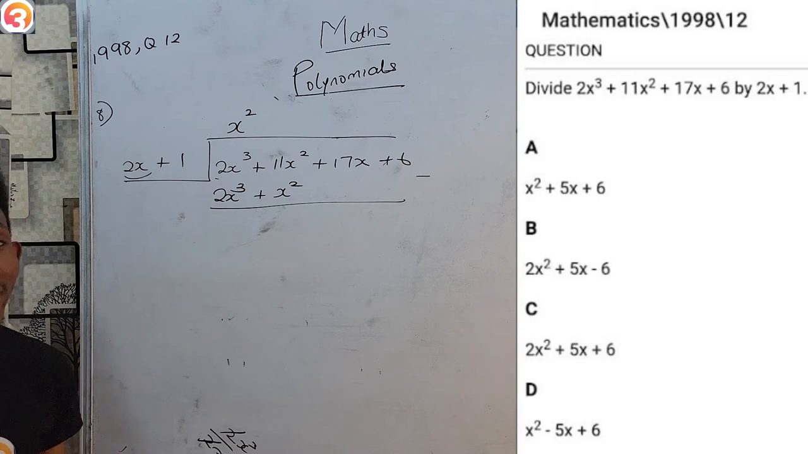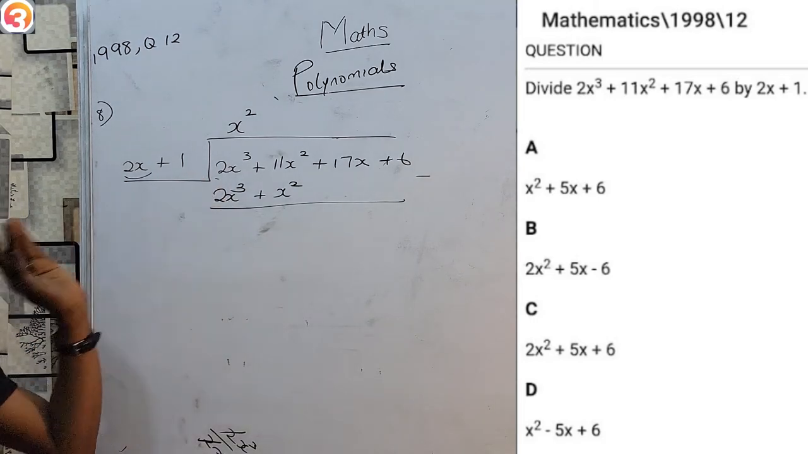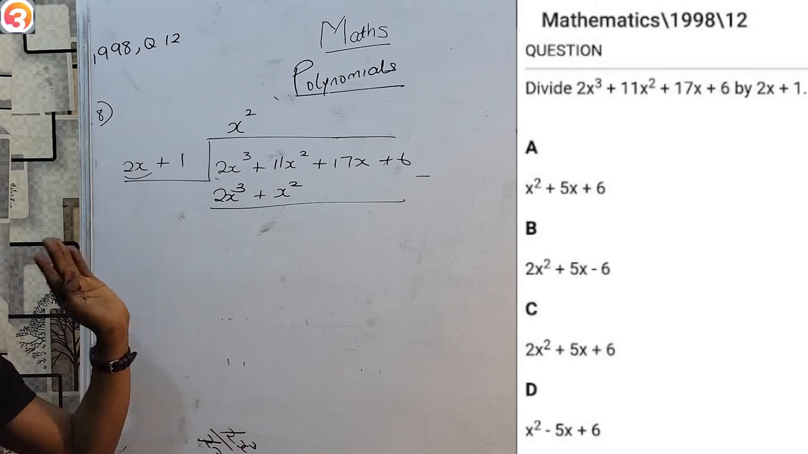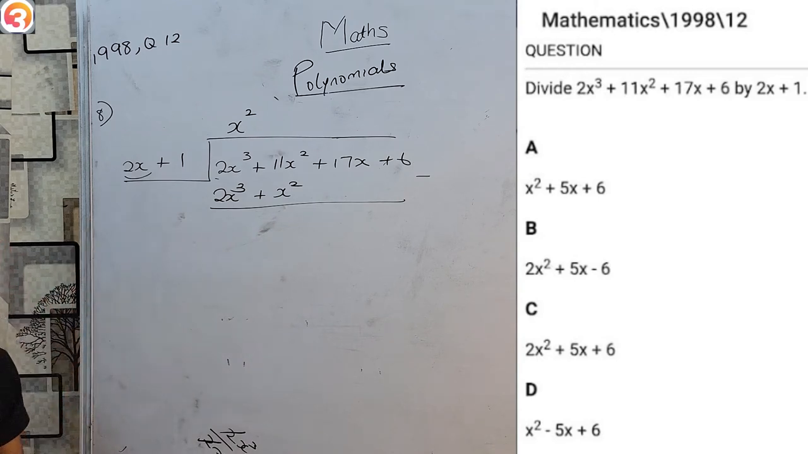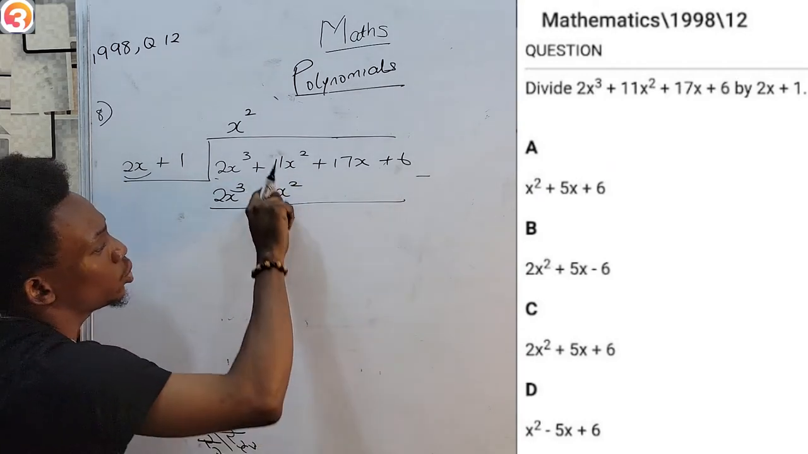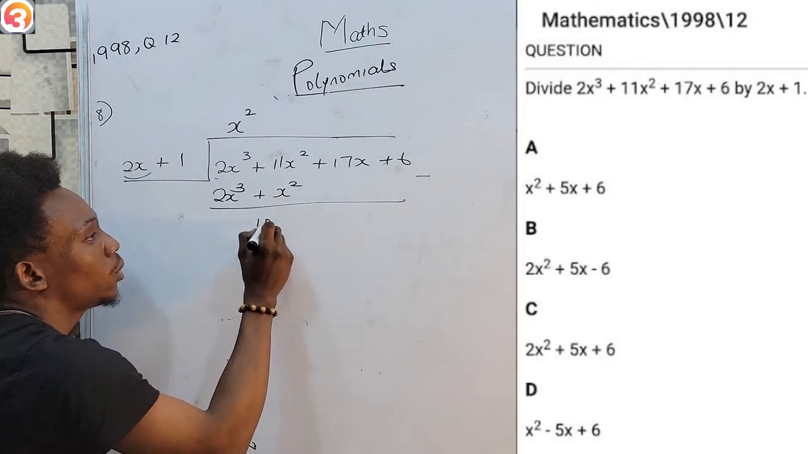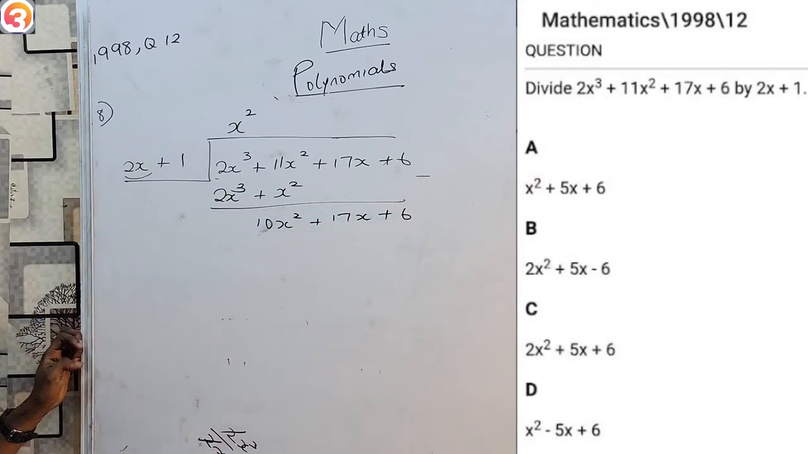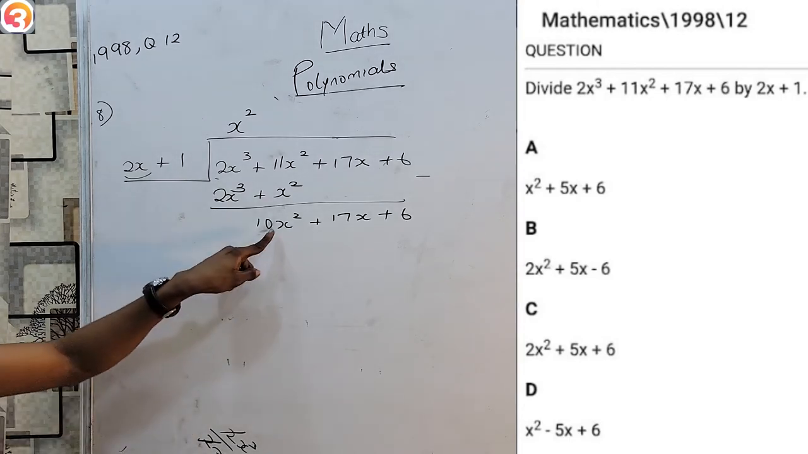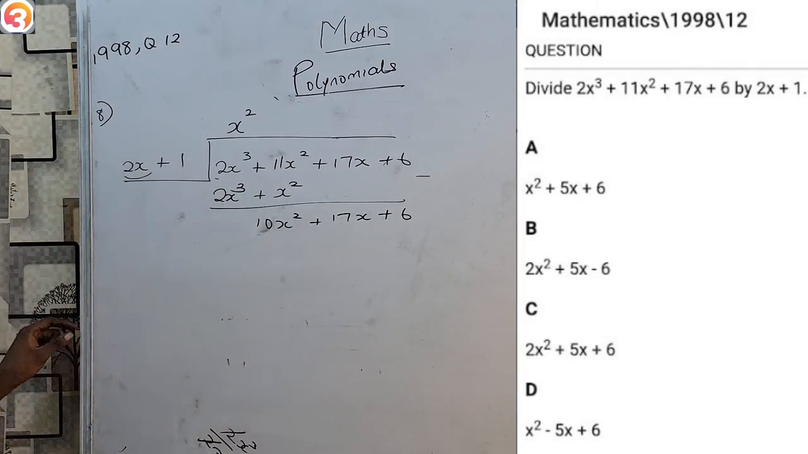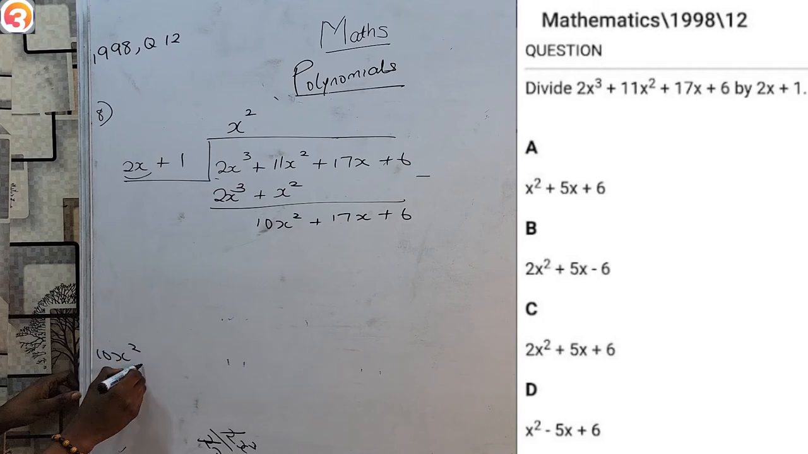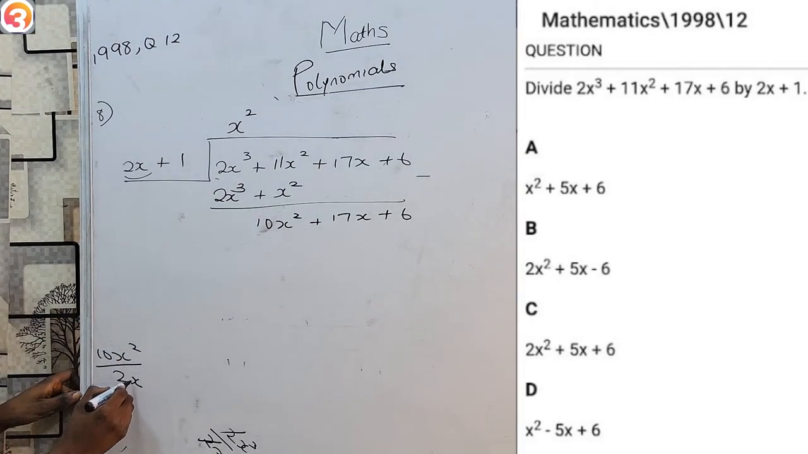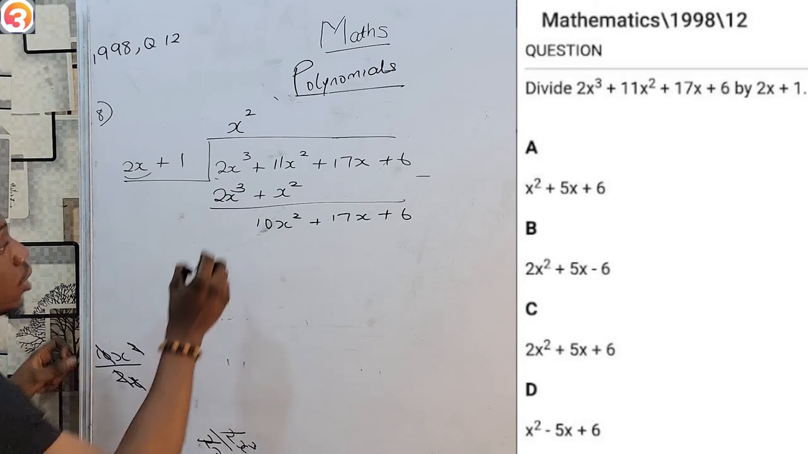Once you divide and you subtract, the first thing, or the backmost thing, if you prefer, the leftmost value, will always subtract itself and become 0. Next up, 11x squared minus 1x squared will give me 10x squared plus 17x plus 6. So again, we divide first by first. My first now is 10x squared, and it's dividing 2x. X will cancel the squared. 2 into 10 is 5. So I'm left with 5x.